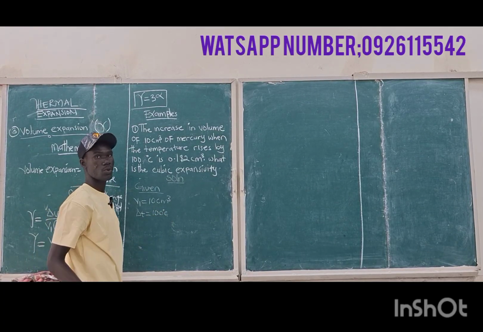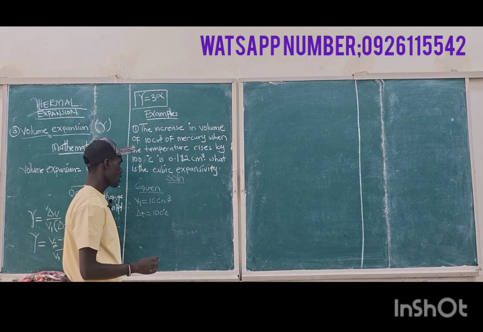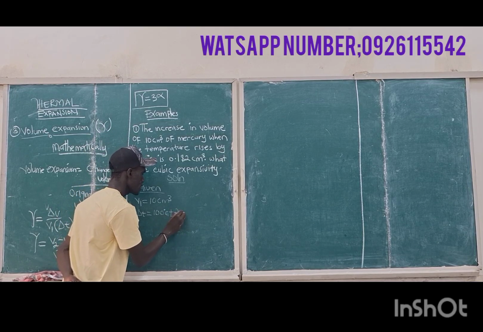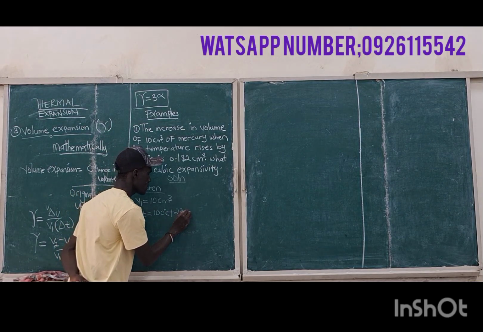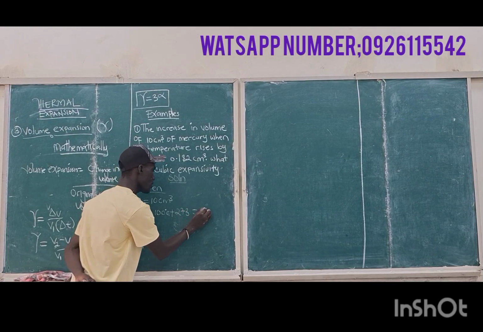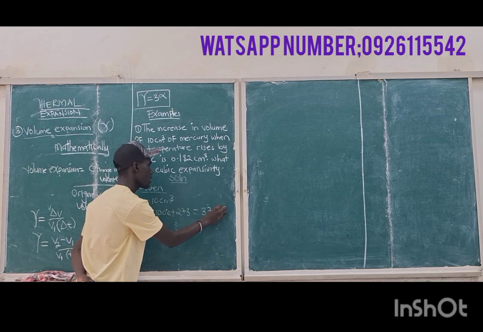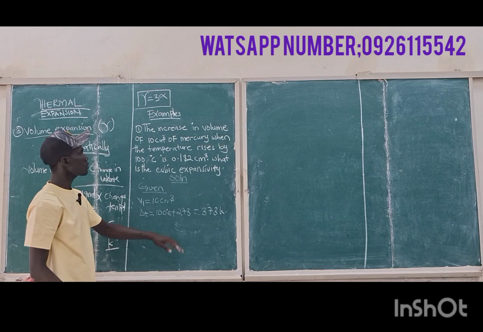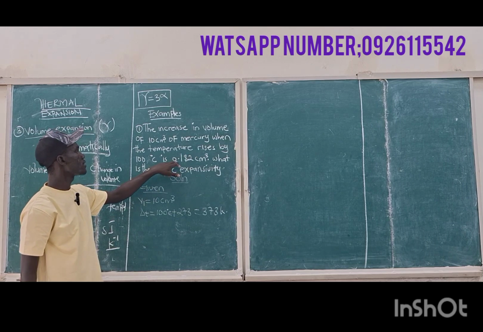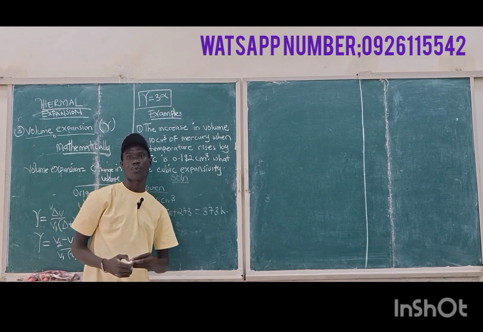We convert it to the standard unit of temperature. We add 273, where we are going to get 373 Kelvin.